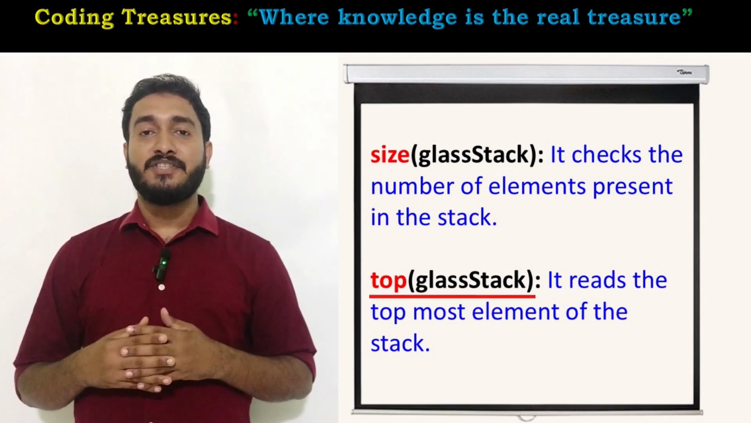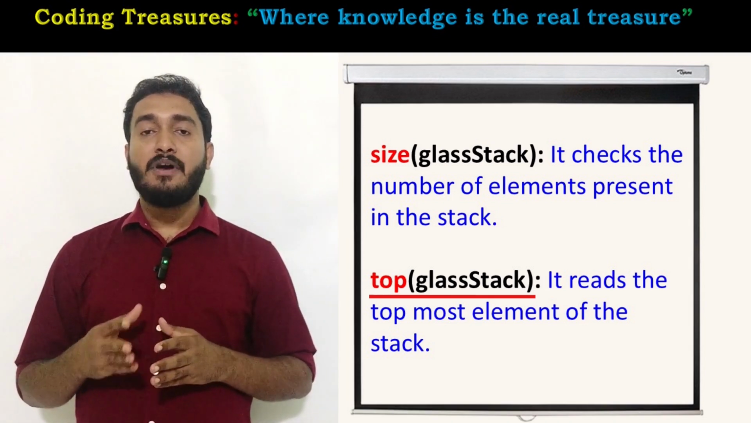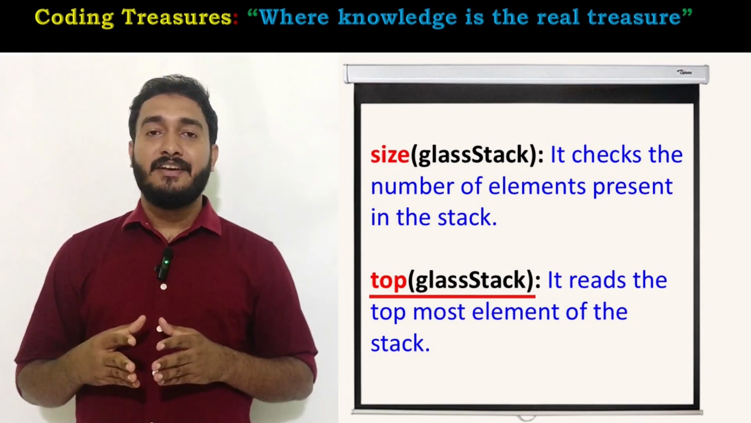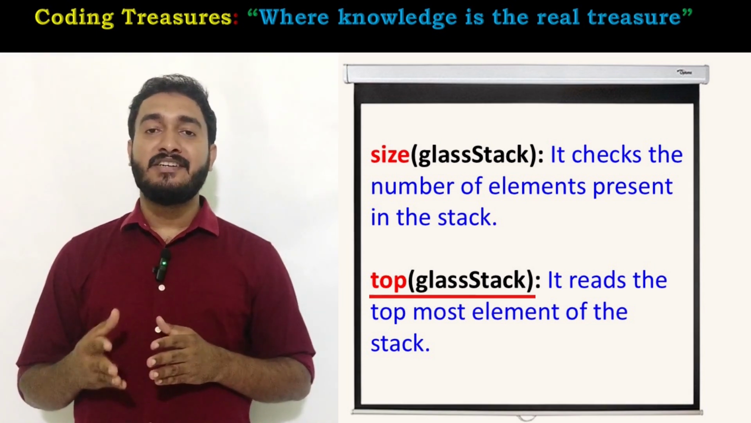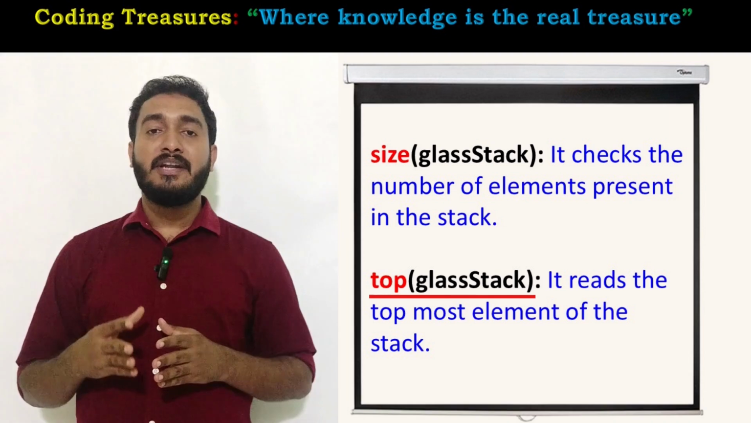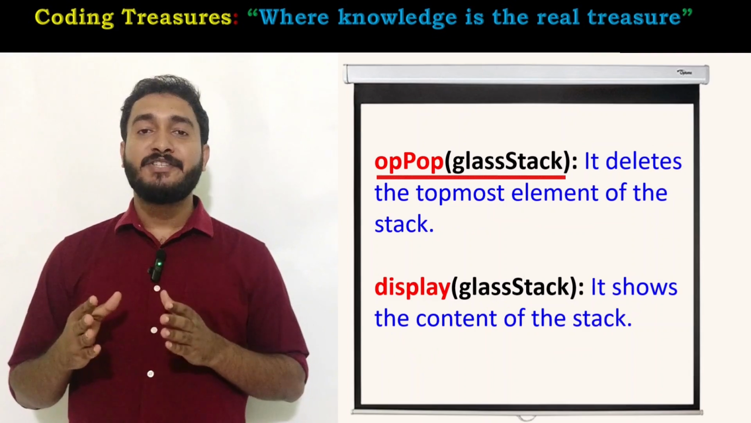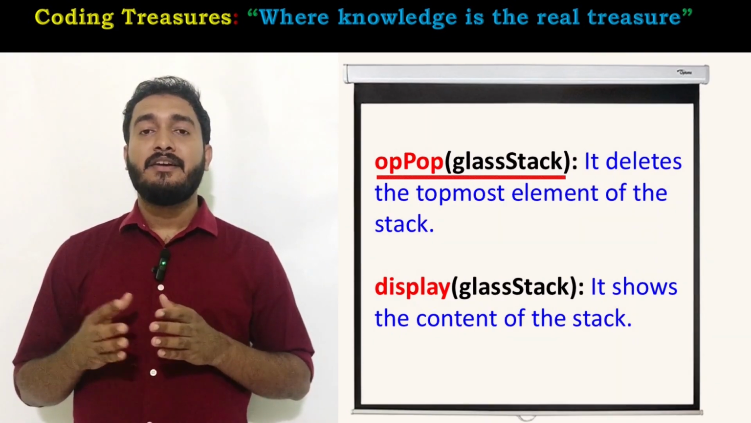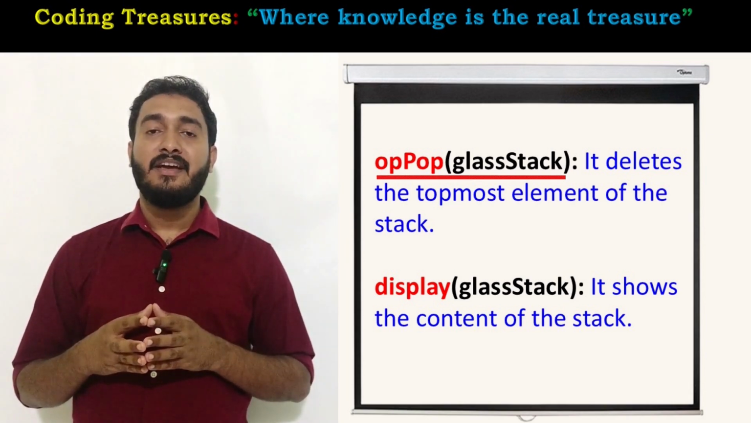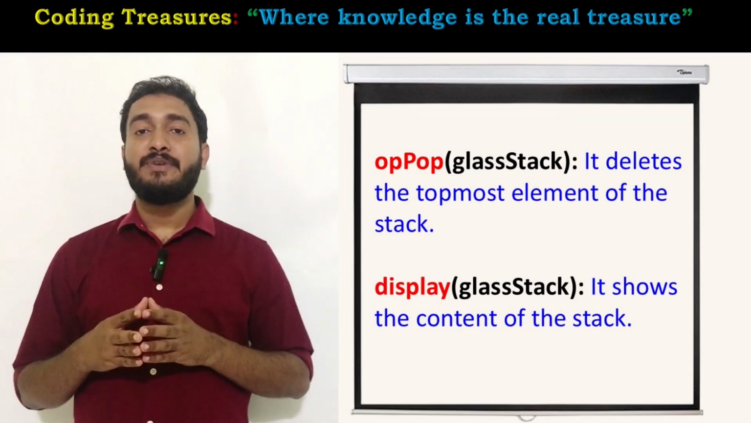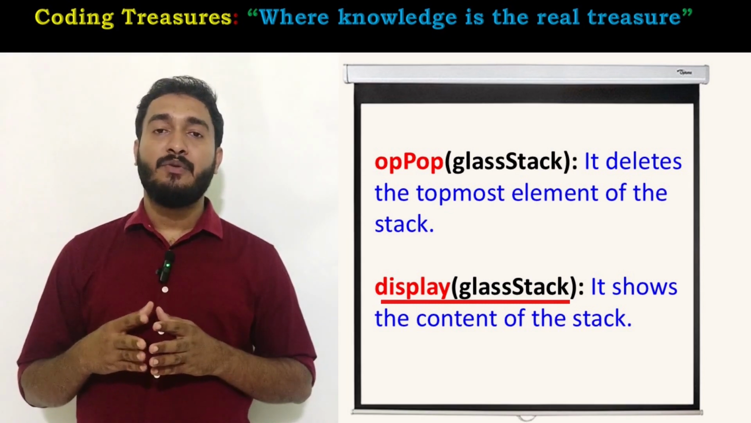So what is the use of top function? Top function will give you the topmost element of the stack. So how is it different from pop? The pop function will remove the topmost element from the stack. A top function will return the topmost element from the stack, but it won't remove the topmost element. What is op_pop function? Nothing but operation pop. It will take a stack as an argument, then it will remove the topmost element from the stack and return the element. What is the use of display function? Display function will print all the elements of the stack one by one.